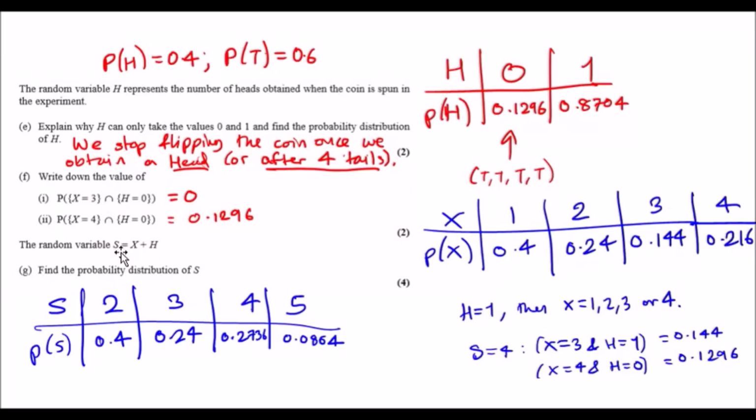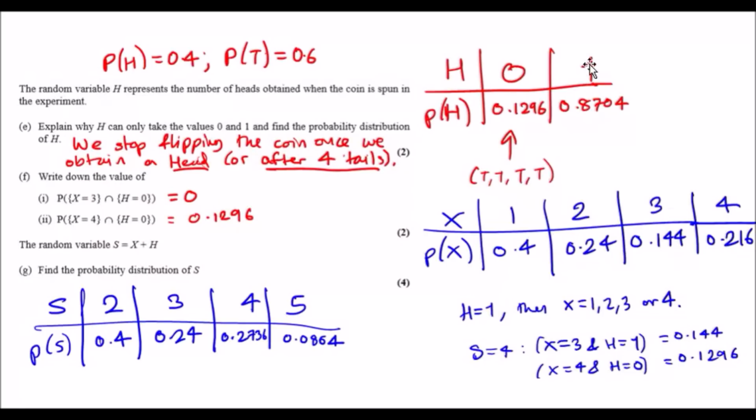Now, finally, the last bit. The random variable S equals X plus H. So just a quick recap, I put the X distribution here. Now, X plus H, to get S, just means we're adding up these values here, like 1, 2, 3, 4 with 0 and 1. Now, here we go. Find the probability distribution of S. Okay, so this one, we need to take our time here.